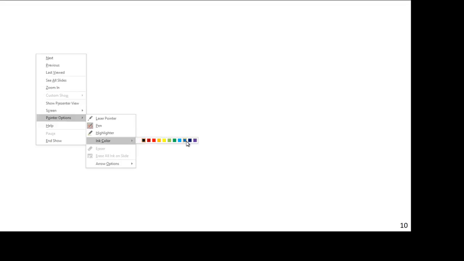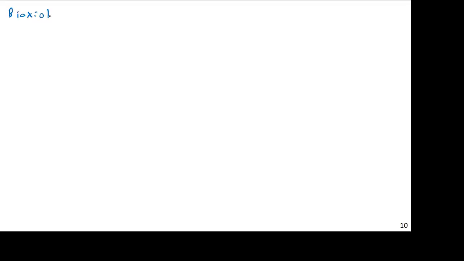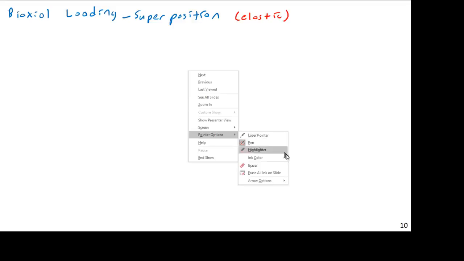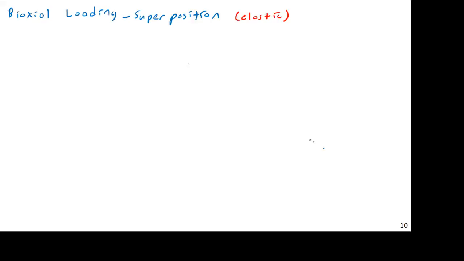So let's talk about biaxial loading. Elastic biaxial loading. Bi meaning two, axial meaning axis. So we're talking about loading in two directions. Superposition. Elastic superposition. What does superposition mean? Fundamentally, superposition means where you simply combine two strains, two loading conditions, etc., by simply summing them up along their components.